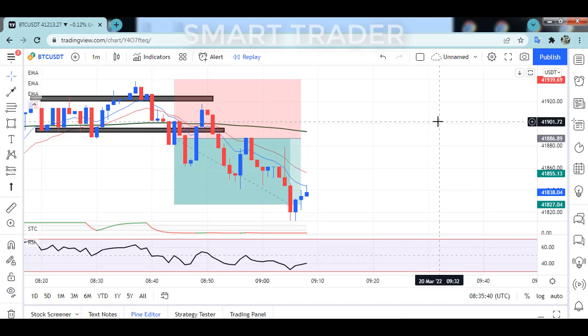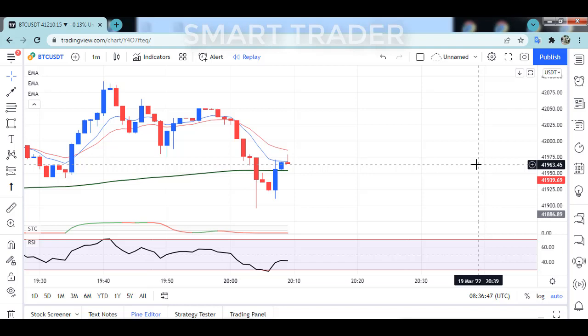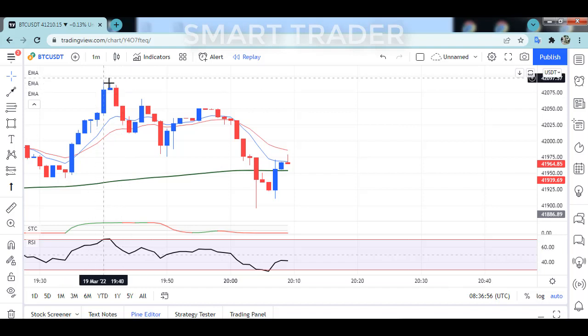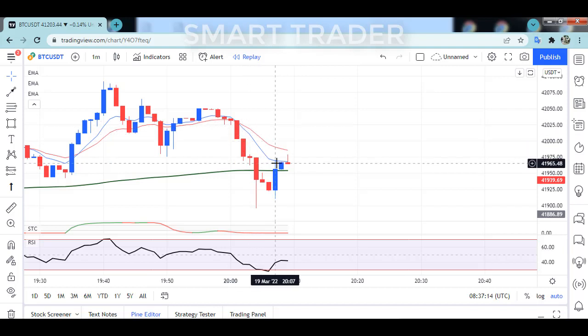No one can stop you from making money in any market. Now for the buy trade. First, identify the market trend. The market is in a downtrend. Price makes lower lows and lower highs, and the EMA 9 is below 18, so the market is in a downtrend.